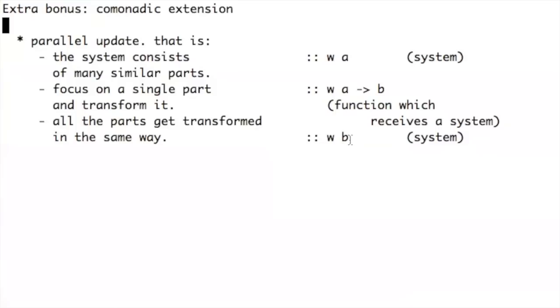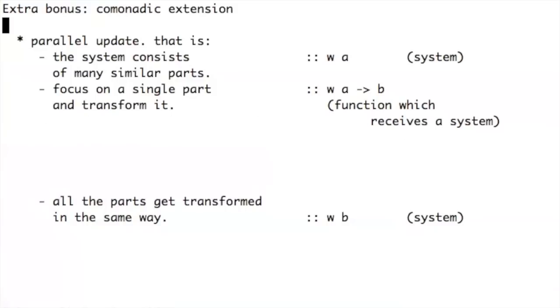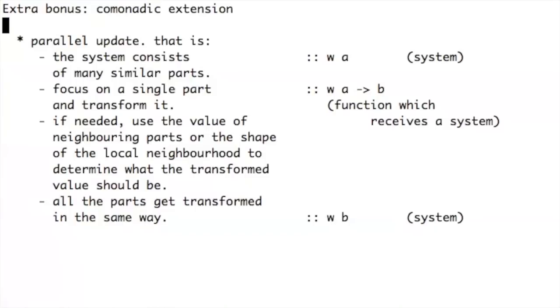And as before, there's a twist. It's not just updating all of the parts independently from each other, because that would just be a functor. It would be fmap if you're familiar with that part of Haskell. And so the twist is that not only are we transforming the particular value under focus, we're transforming it by looking at the values of the neighbors around this focused value and also at the shape of the neighborhood around this value. And in fact, that's why we're receiving a system.